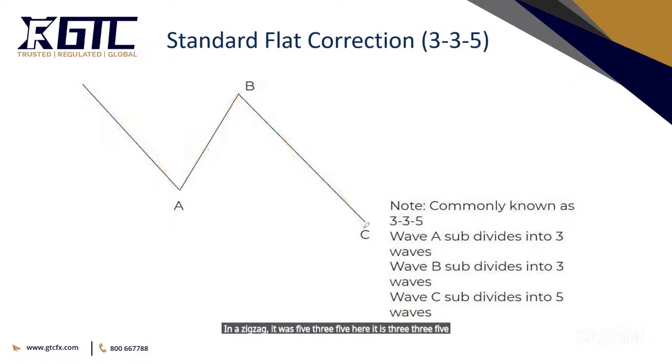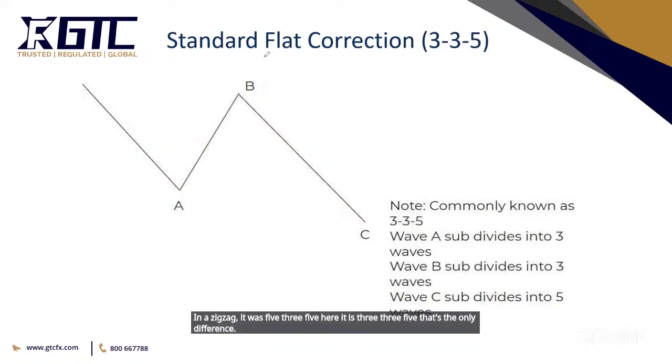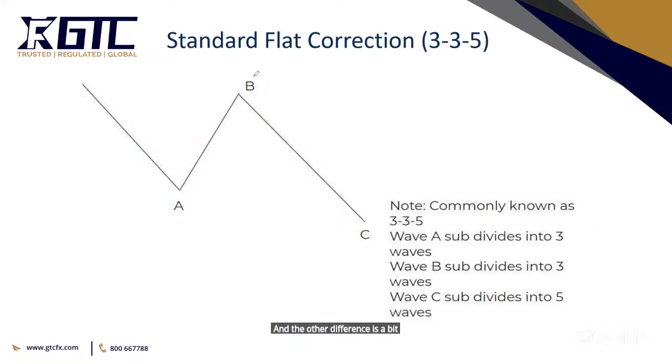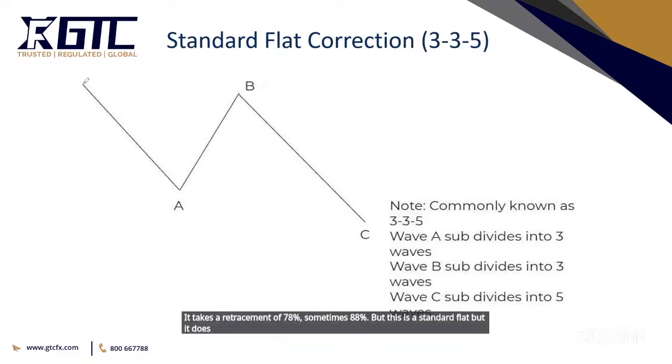That's the only difference. And the other difference is a bit practical one, where wave B goes much deeper in terms of correction. Wave B goes almost equal to the beginning of wave A. It takes a retracement of 78%, sometimes 88%. But this is a standard flat, but it does not go above the high. Okay, that's a standard flat.